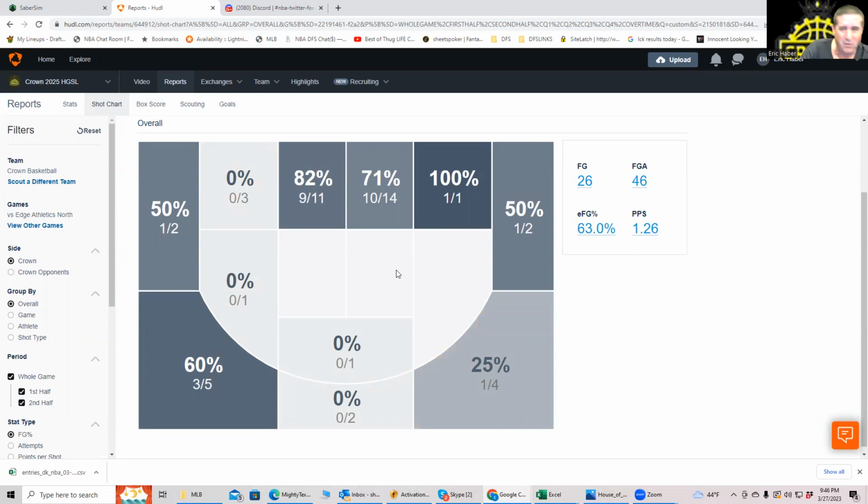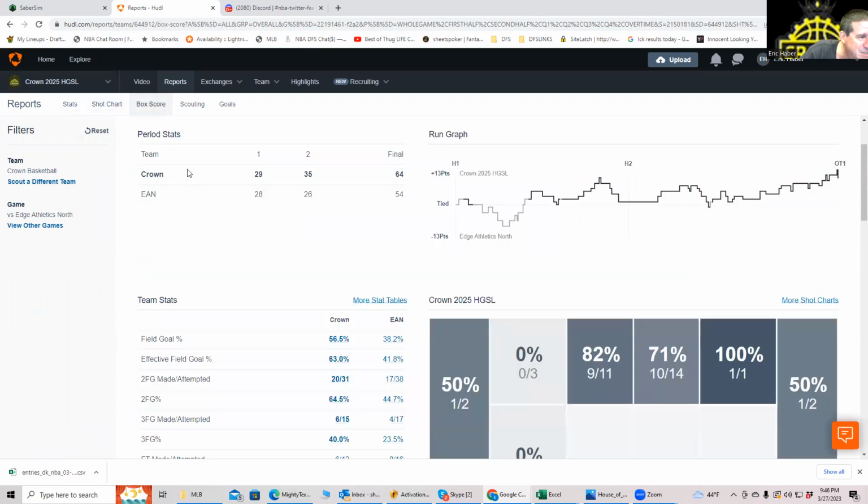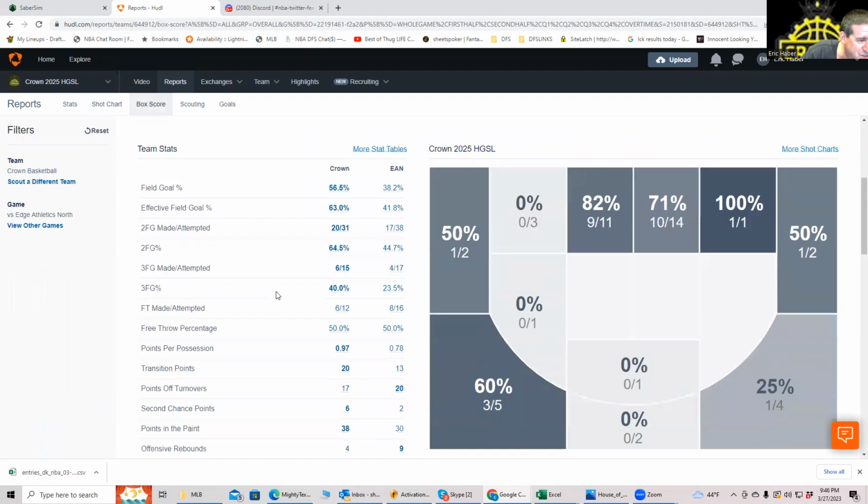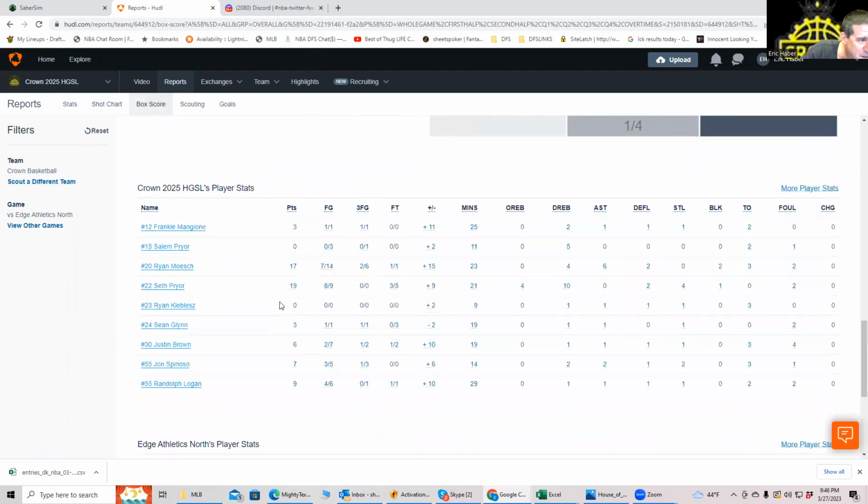But just to illustrate my point, even with a 63% effective field goal percentage, which is just off the charts great, you still only won by like 10. And the reason why is because of those turnovers, right? That has to be addressed every single day in practice. Let's see who the culprit is, and unfortunately, it's everybody. Look at every turnover, it's right down the line. 2, 3, 2, 3, 2, 3, 2, 3.